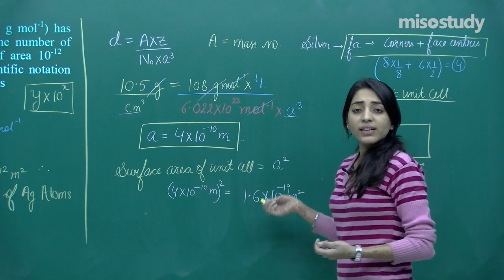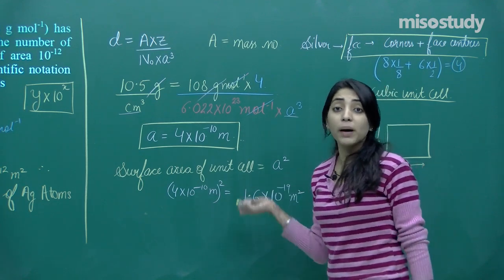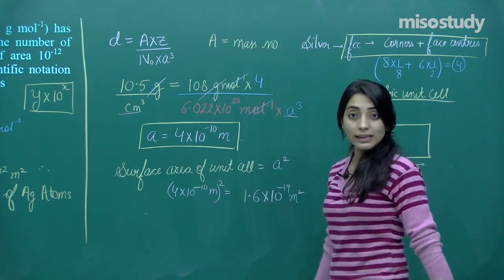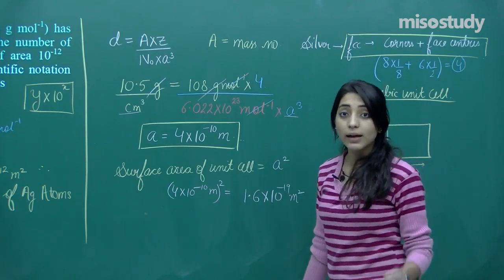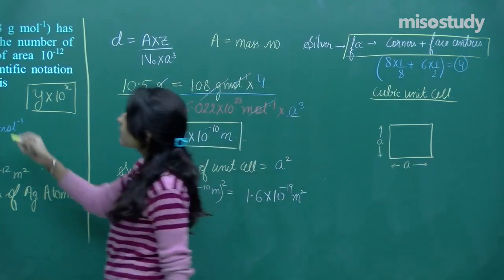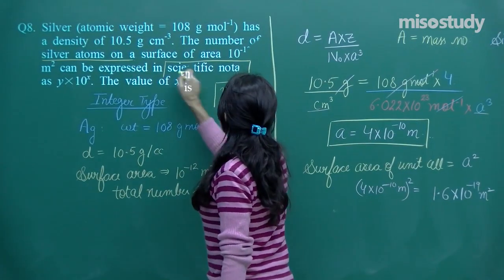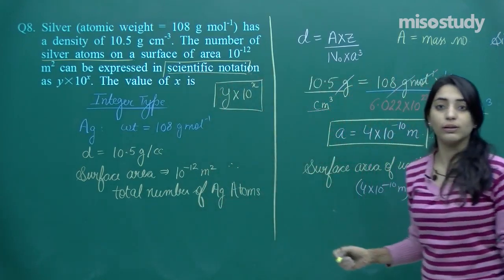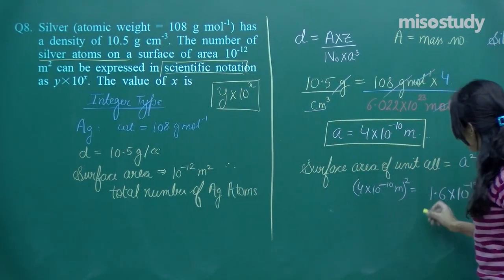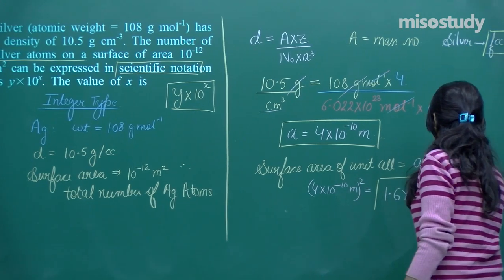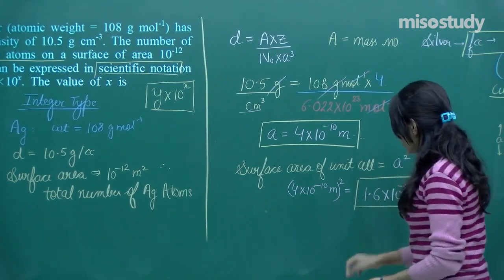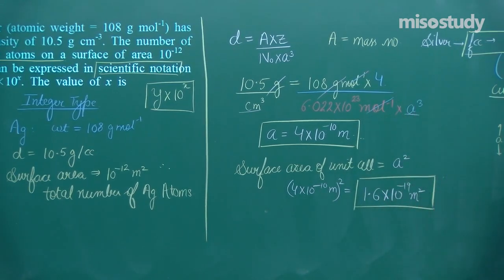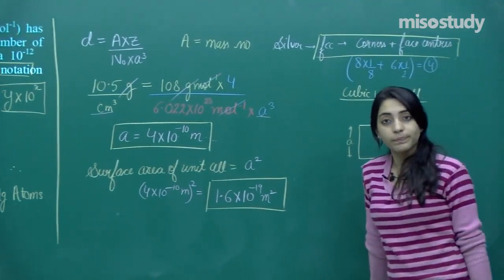Why did I write it as 1.6 into 10 raised to the power minus 19 and not 16 into 10 raised to the power minus 20? Because in the question he has specifically mentioned that you are going to talk about scientific notation, right? So I am following the same thing, and we finally obtained an area of 1.6 into 10 raised to the power minus 19 meter square.